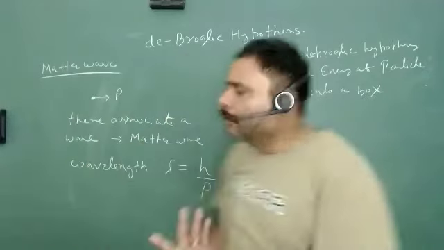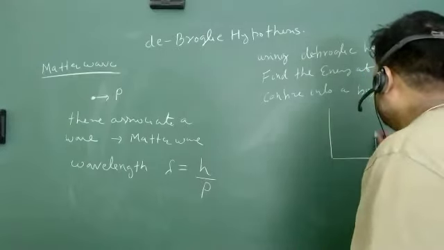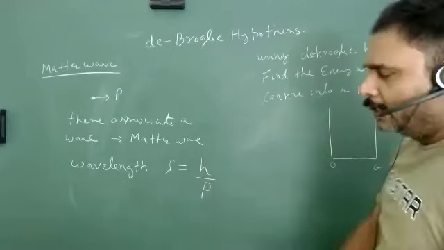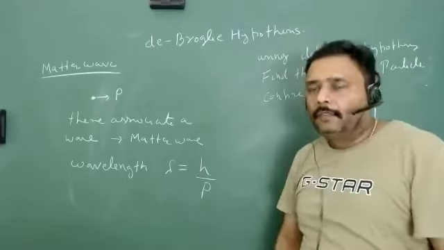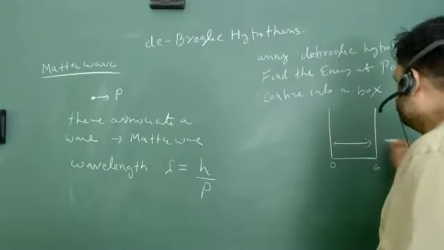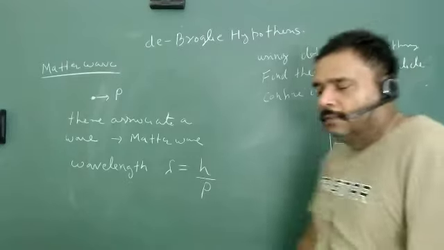Again, it is a one-dimensional box, between 0 and a. I am taking the same box as in the last problem. So this is the box, and the particle is just moving inside this particular box. It is moving up and down, going there and coming back.